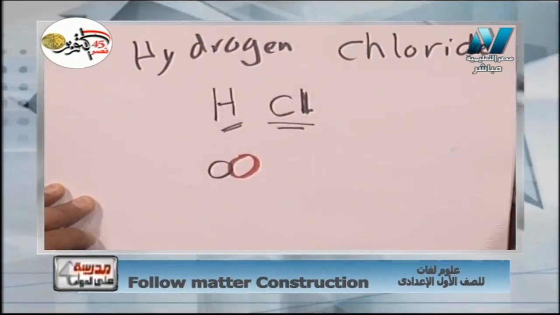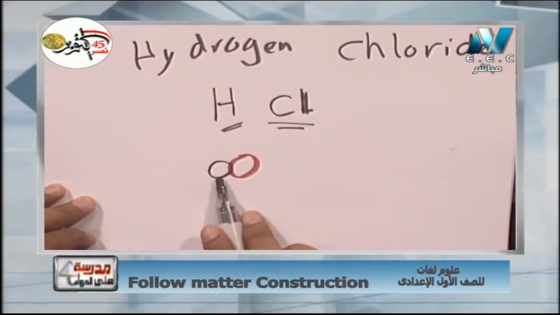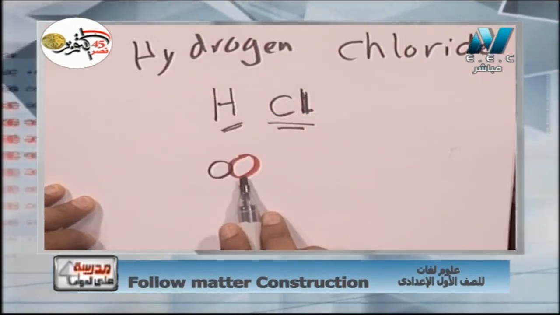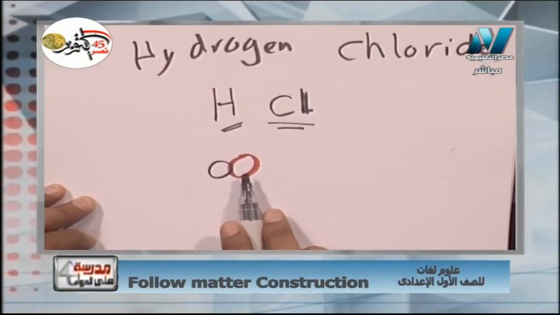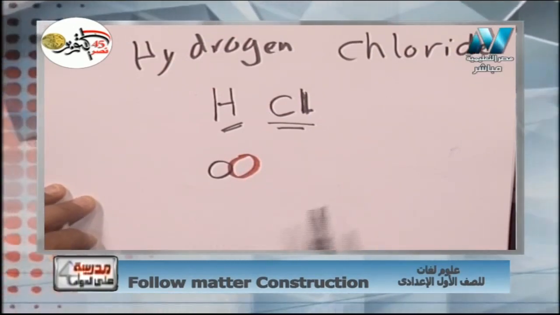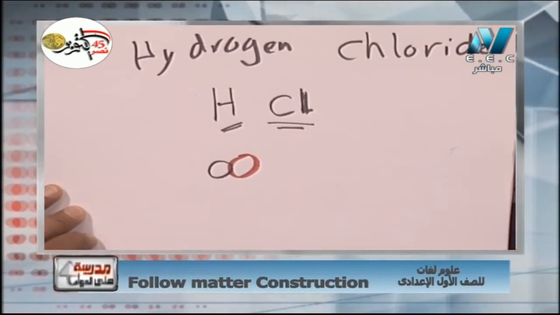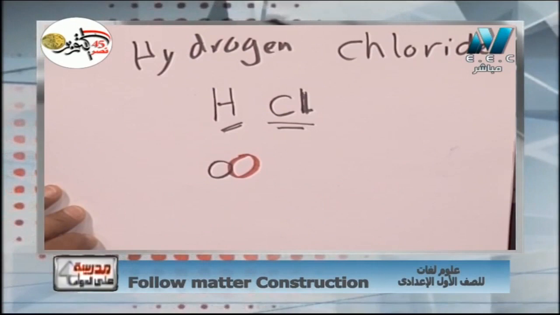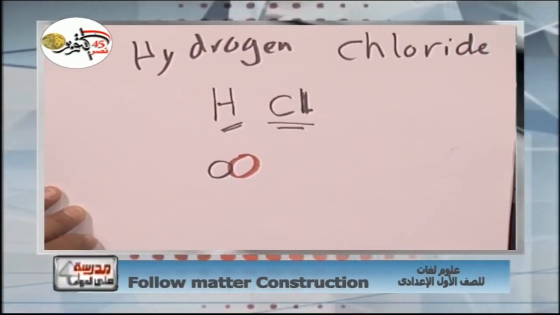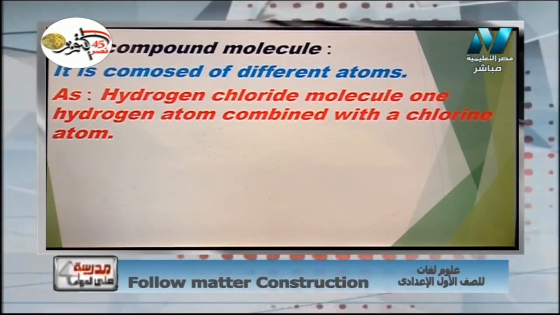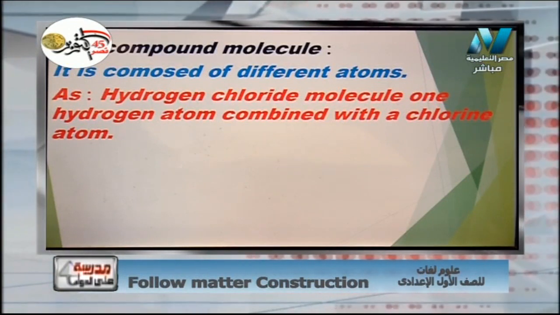Hydrogen chloride consists of one hydrogen atom which is combined with one chlorine atom. Okay? As we see on the monitor, hydrogen chloride molecule consists of one hydrogen atom combined with what? With a chlorine atom.